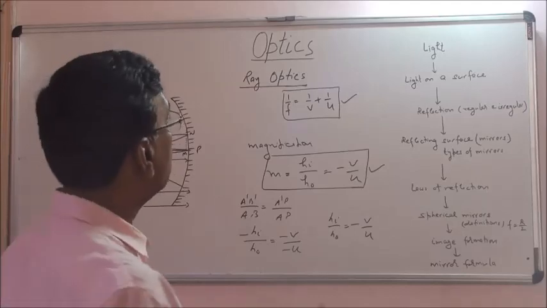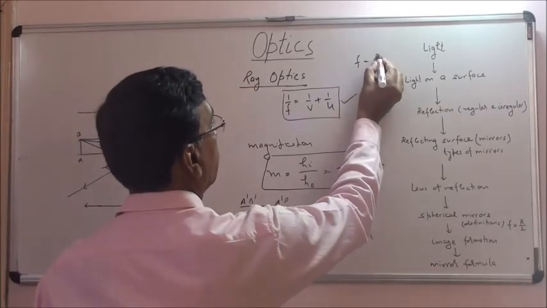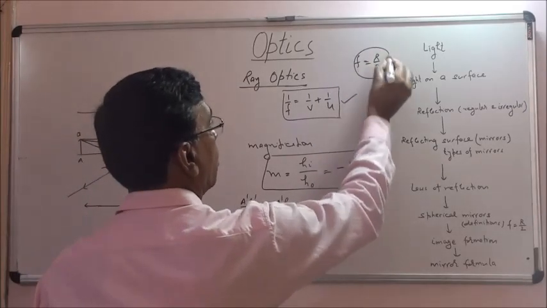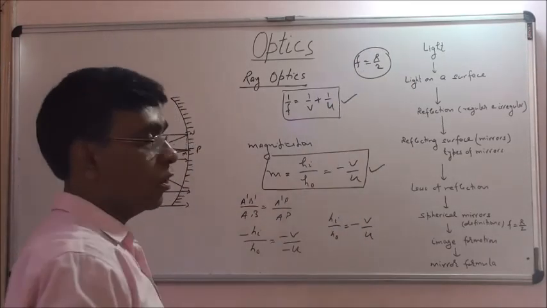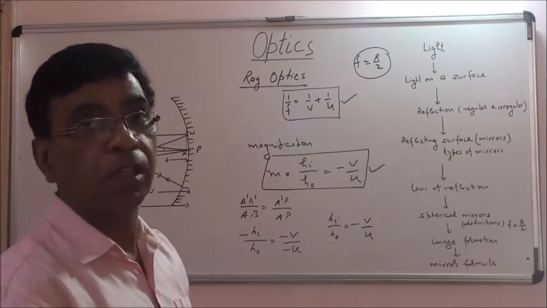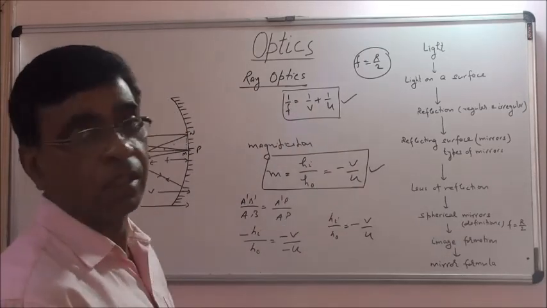So one we have done, the expression F is equal to R by 2, which we derived last time, and one is this, and one is the magnification. Now in the next class we will try some numericals based on these expressions.